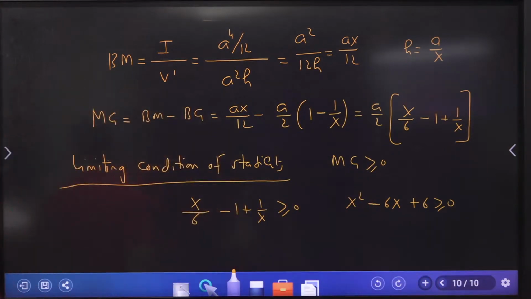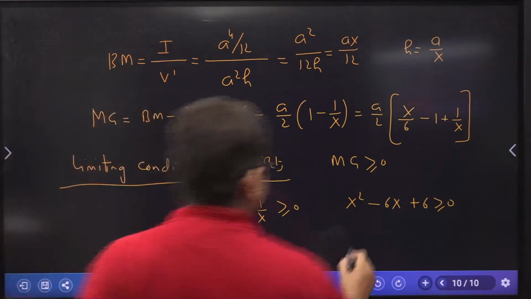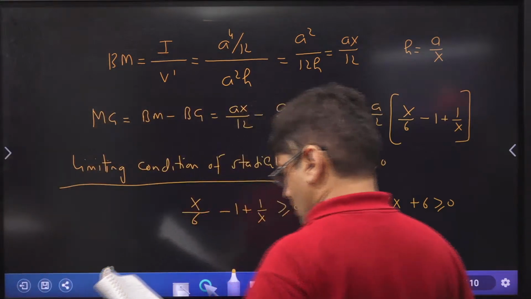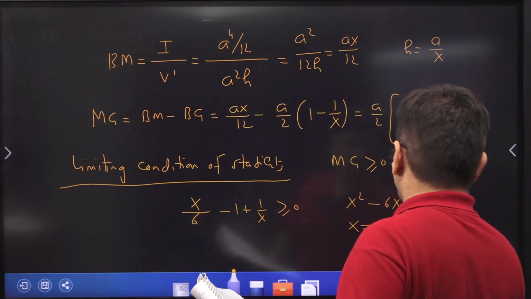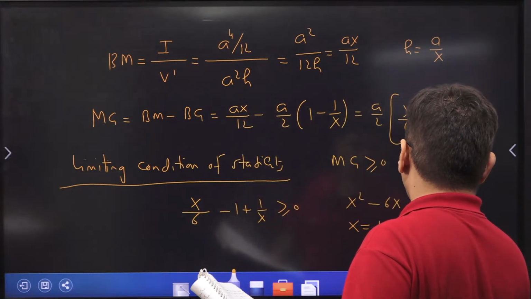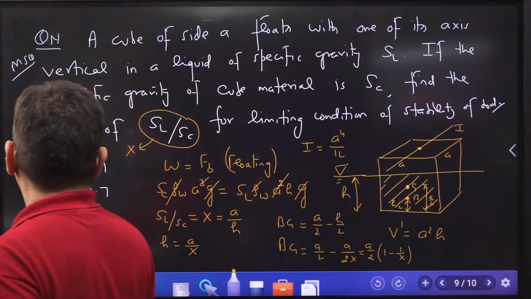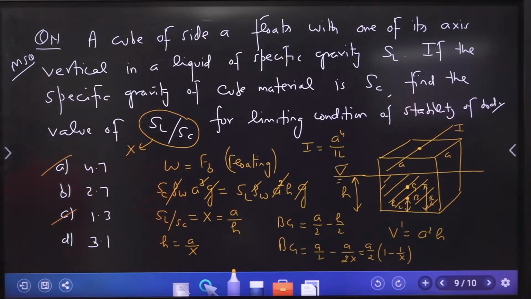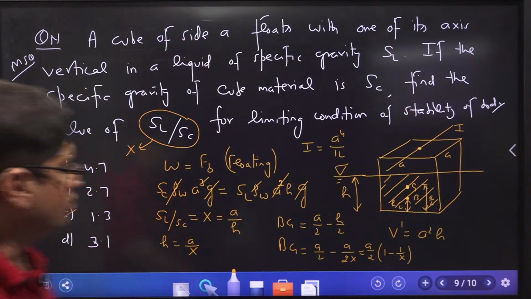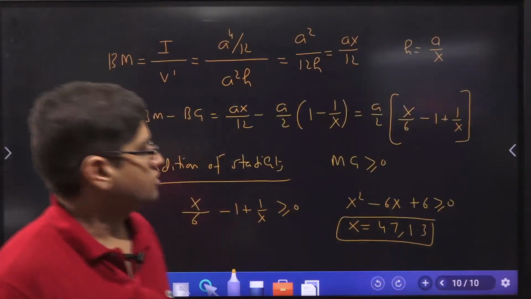Just check whether I am correct. x squared minus 6x plus 6 greater than or equal to 0. The moment you solve this quadratic equation, you get two values of x. Number 1, 4.7. Number 2, 1.3. These are the two values. This is an MSQ.